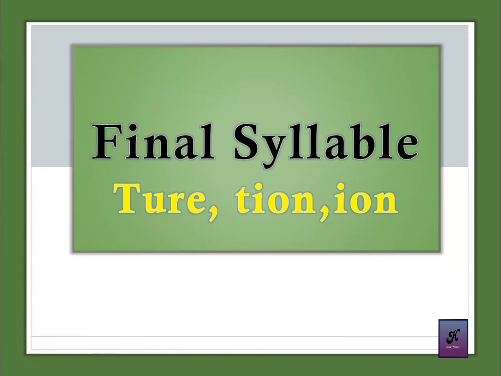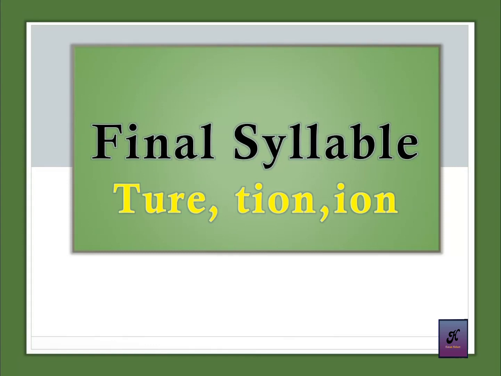Okay, today we are going to take a spelling lesson which is final syllable. What does final syllable mean? It means the suffix that can come at the end of any word that will change the word from verb to noun, or for example from noun to adjective. So it can change the part of speech of that word. Today we are going to learn the ture, tion, and ion. These are the final syllables that we are going to learn today.